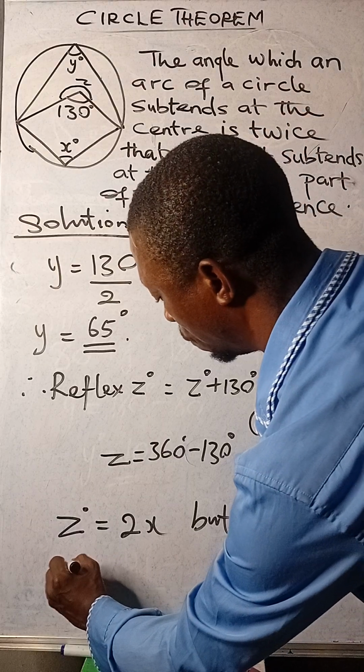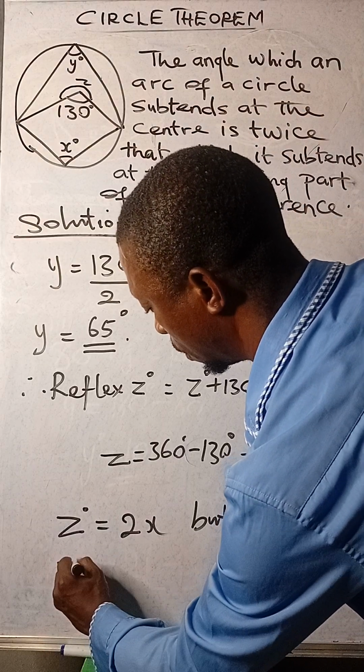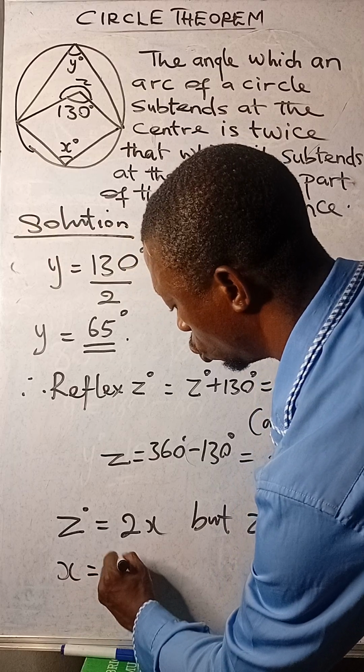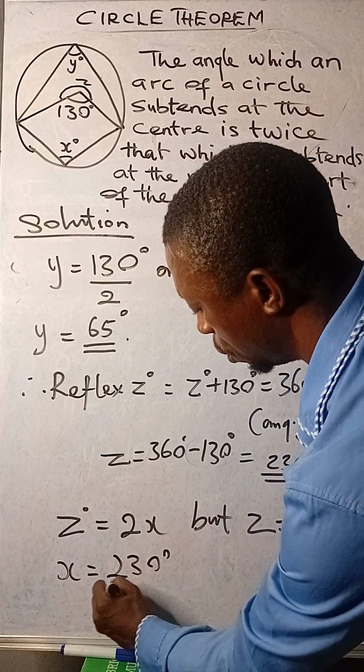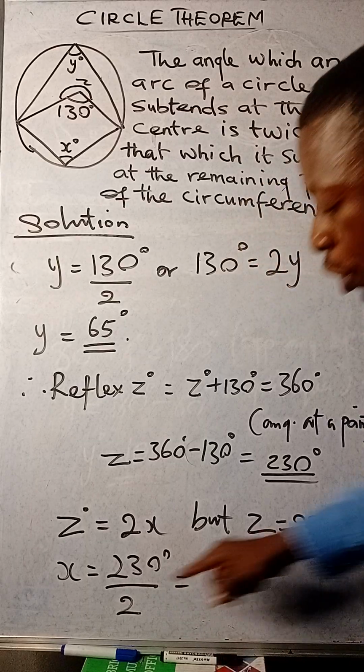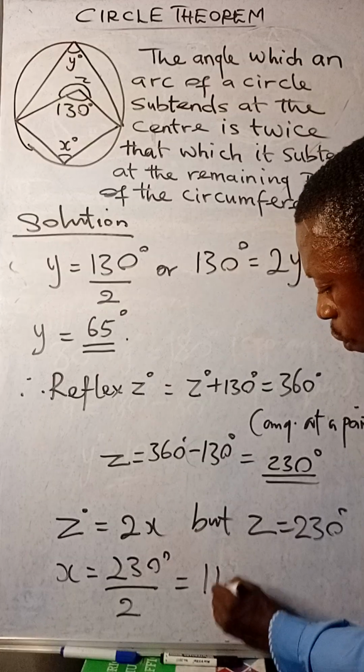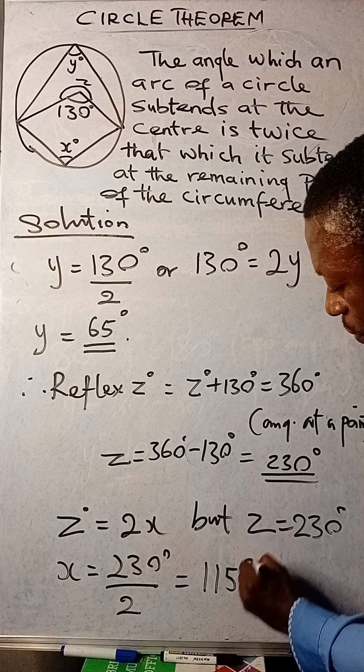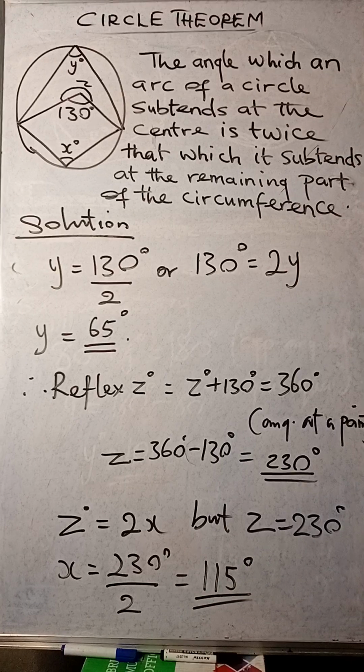That means that x becomes 230 degrees divided by 2. This will give us 115. I think this is the final answer to that.